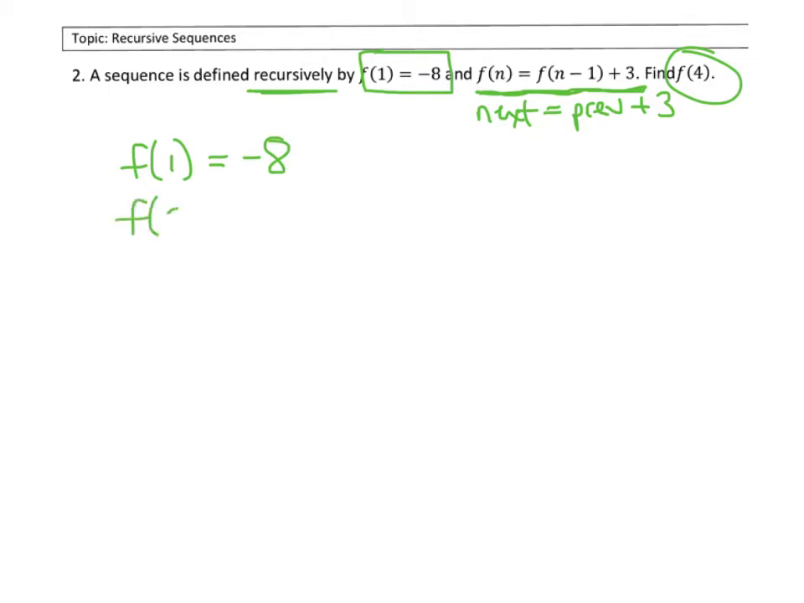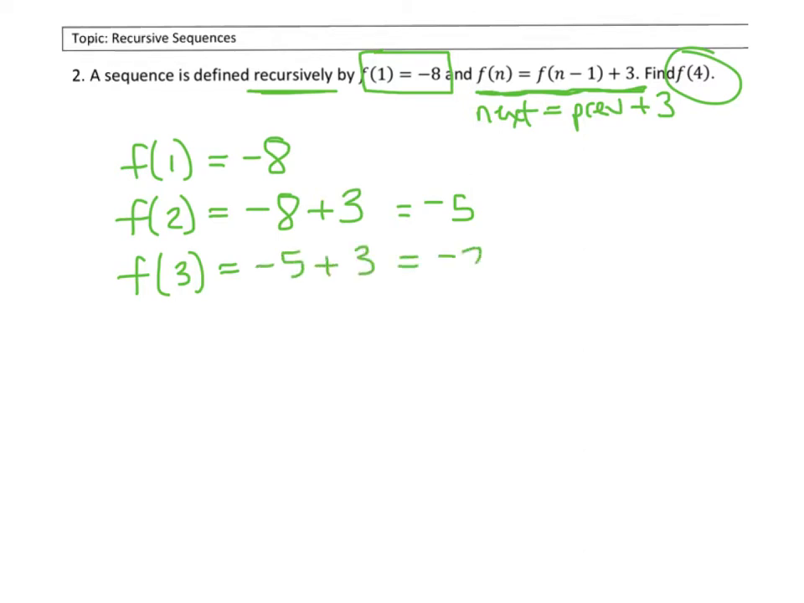Now, to find the second term, that's equal to the term before it, which is the first term, -8, plus 3. That's what this rule is saying. And so we get -5. To find the third term, I just take the answer from the term before it, which was -5, and I add 3. This rule keeps telling me to find the next term, I take the previous answer and add 3. So that's going to be -5 plus 3, which is -2.